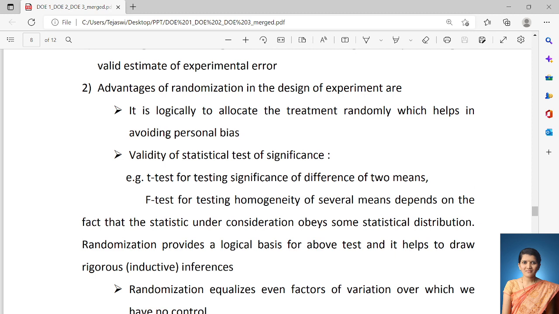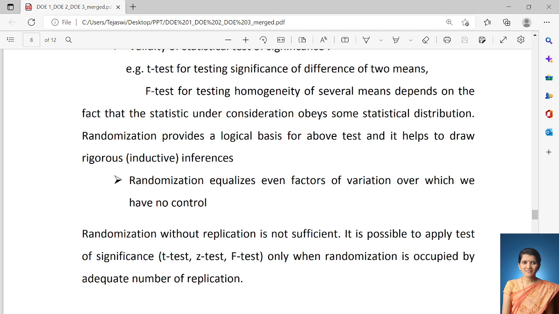Next, the validity of the statistical test of significance. For example, the t test for testing the significance of the difference of two means, and the F test for testing the homogeneity of several means, depend on the fact that the statistic under consideration obeys some statistical distribution. Randomization provides a logical basis for these tests, and it helps to draw rigorous inferences. Randomization equalizes even the factors of variation over which we have no control. Randomization without replication is not sufficient. It is possible to apply tests of significance only when the randomization is accompanied by an adequate number of replications.